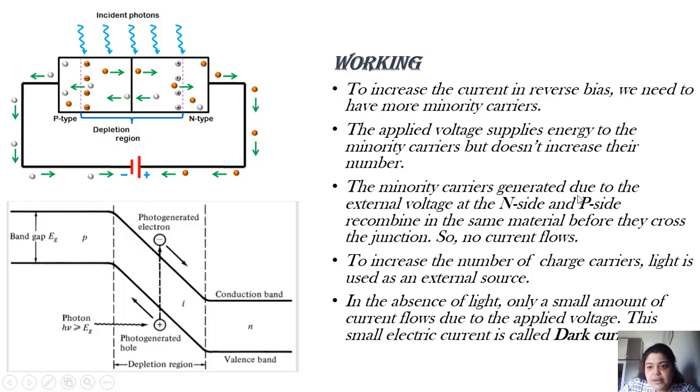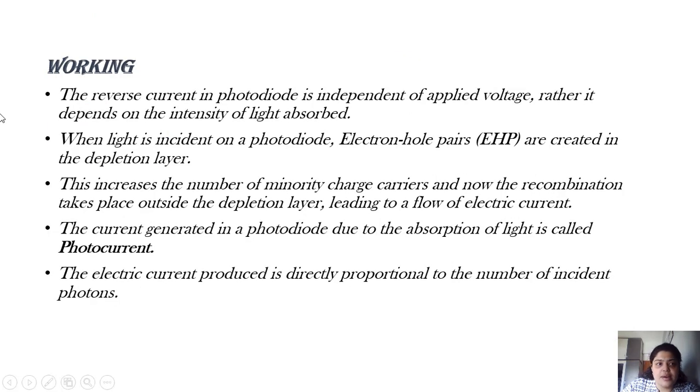The minority carriers generated due to the external voltage at the N side and P side recombine in the same material before they cross the junction, so no current flows. To increase the number of charge carriers, light is used as an external source. In the absence of light, the negligible current which we get is known as the dark current. Now, the reverse current in photodiode is independent of applied voltage. Rather, it depends only on the intensity of light.